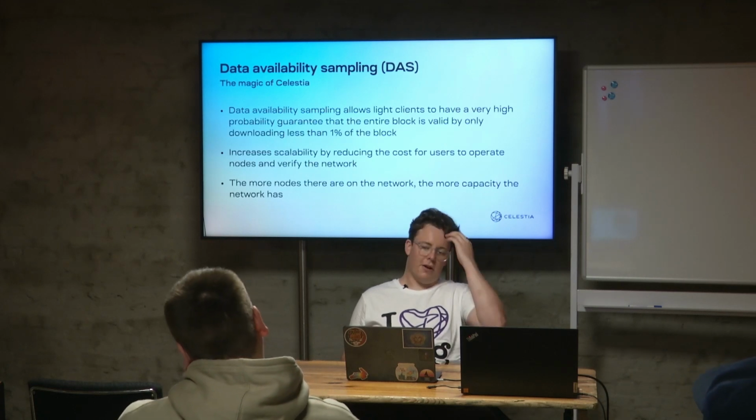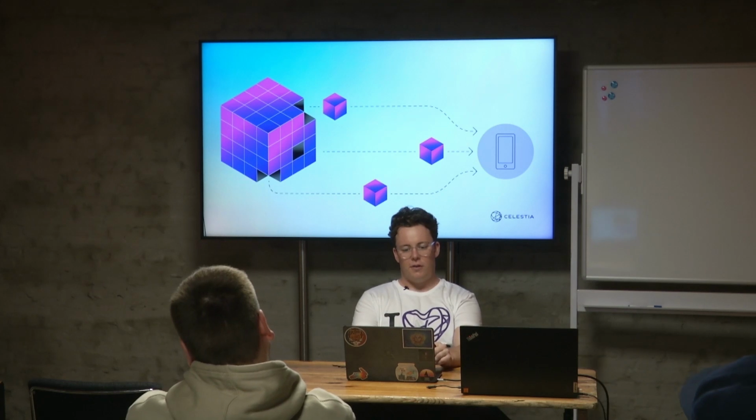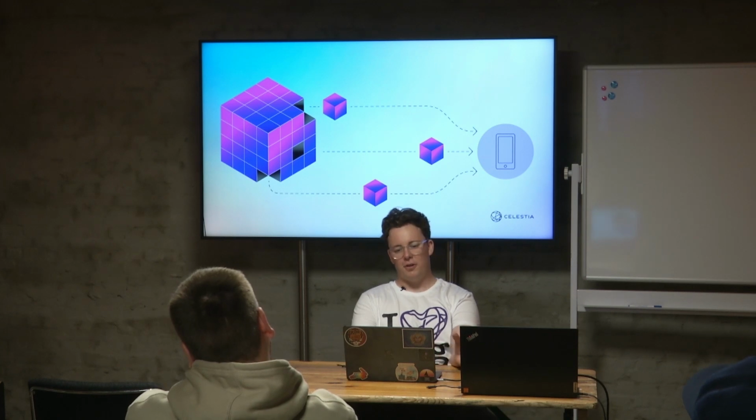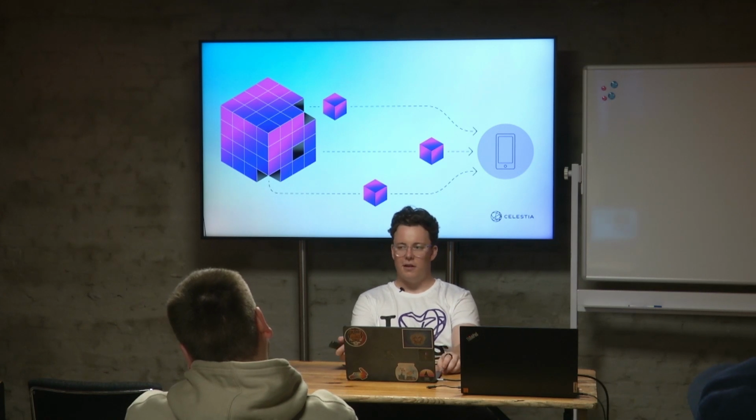The more nodes there are on the network, the more capacity the network has. So this is a little graphic of kind of what it looks like when you're running a node on your phone. It's just pulling little bits of the data. If we were running a monolithic node, or a full node, I guess, even on Celestia, we would be downloading the whole block and re-executing all the transactions, which at the end of the day just causes a lot of bottlenecks if we're trying to all do that every time we do anything.